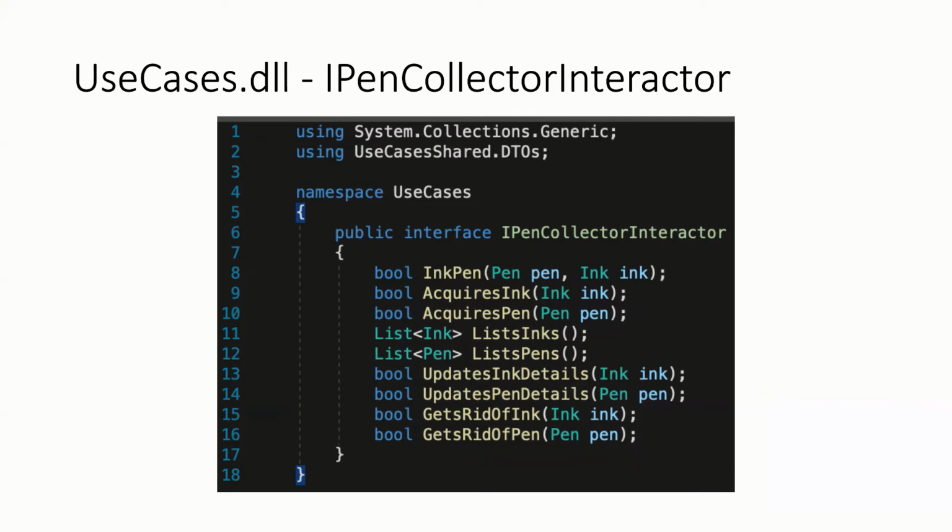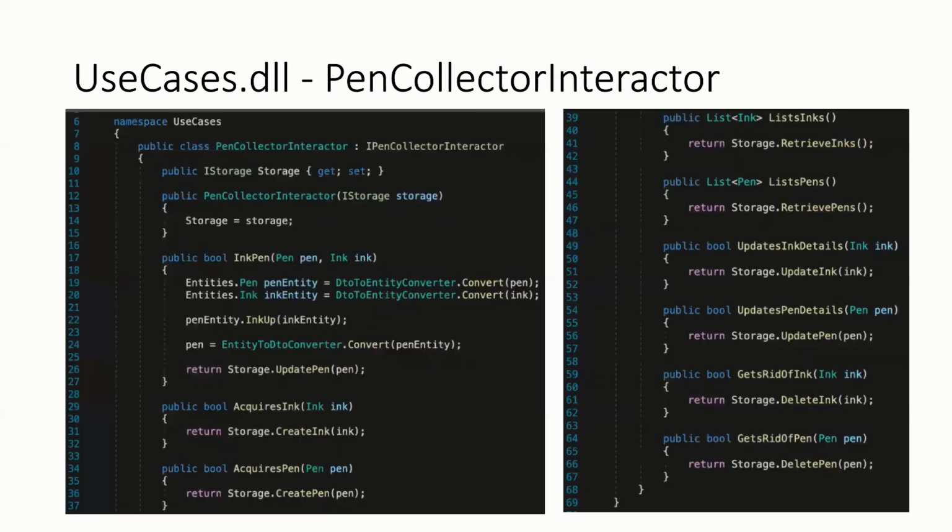If you have a look at what PenCollector Interactor does, we need some basic CRUD stuff, but I haven't gone with the CRUD terminology because a pen collector would never say I've created a pen or I've deleted a pen. They might say I've acquired a pen or I've got rid of a pen. And you can see at the top, we've got the ink pen use case. That's the interesting one, which really uses the entities and orchestrates the entities.